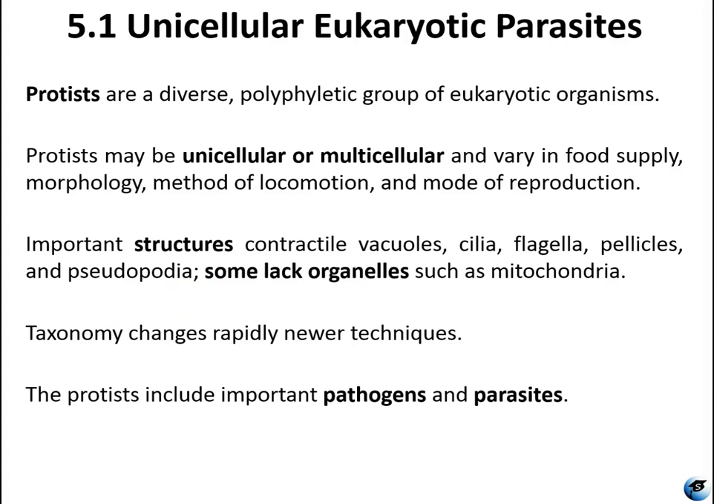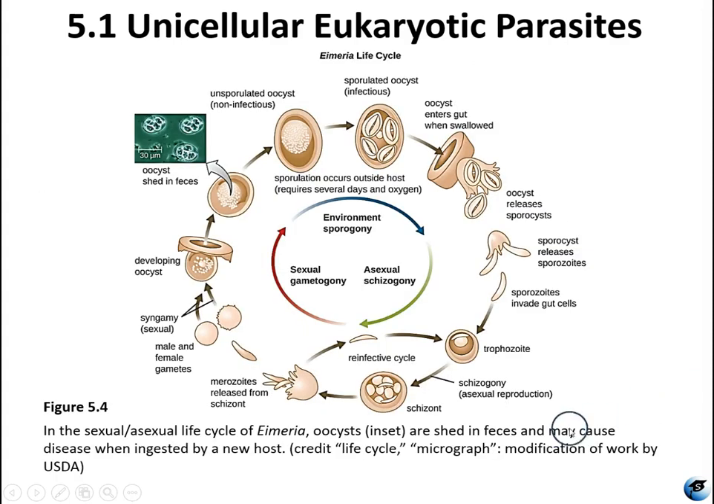In fact, taxonomy is changing all the time, whenever new techniques for identifying these things become available, such as molecular genetics. But we're going to focus mostly on protists that are pathogenic or parasitic. This here is an example of a sexual and asexual life cycle. Their reproduction strategy can change depending on whether they have a host, what environment they're living in, and whether they have certain levels of oxygen. These are oocysts, and they're shed in feces, which are then ingested by a new host. So again, this is an example of fecal-oral transmission.